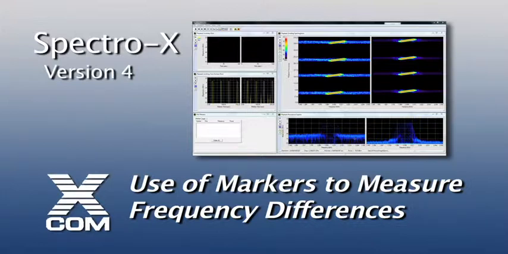But we can also use Spectro-X to make frequency difference measurements as well, but we would obviously want to use the frequency domain plots as opposed to the time domain plots to help us visualize and place markers to correspondingly make those frequency difference measurements.